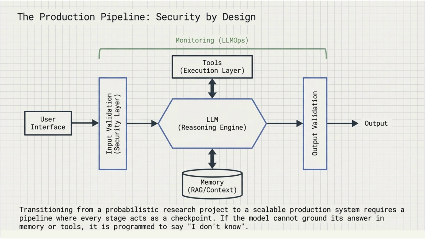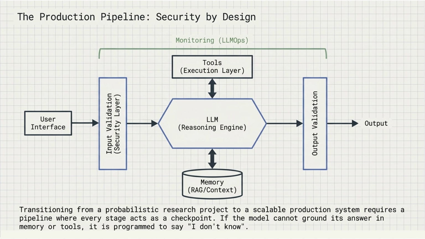Let's bring it all together. Transitioning from a probabilistic lab project to a robust, scalable system requires a highly specific pipeline where every single stage acts as an observable security checkpoint. Your user interface flows into a dedicated input validation security layer first. Only then does it actually reach the LLM reasoning engine, which is in constant, secure communication with your execution layer tools and the context memory. And before the user ever sees a response, it must pass through a strict output validation layer. All of this, of course, being constantly monitored by LLM ops.